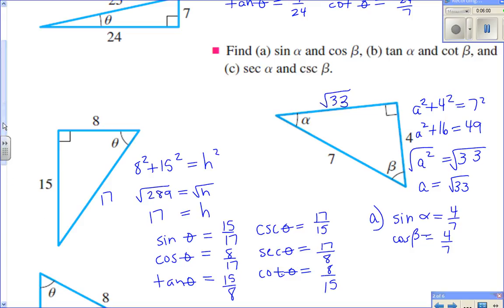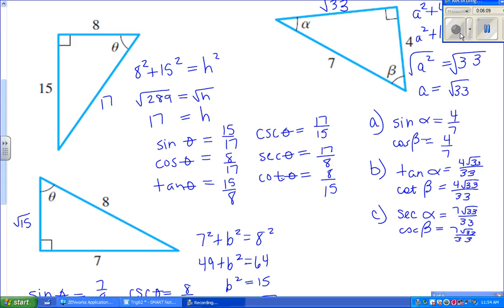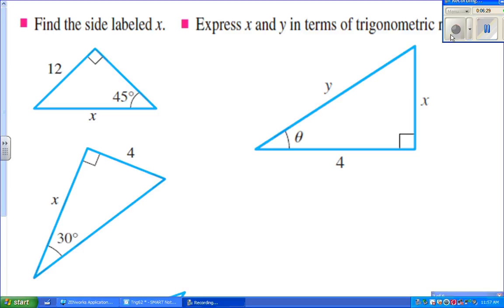And you're going to see this continue to happen. So you go ahead and figure out B and C, and I'll come back with your answers. Okay, so these are the other answers you would have gotten. You would have had 4 over the square root of 33 here, but again, we don't want to have square roots in the denominator, so that's how we get 4 times the square root of 33 over 33. Same thing happens with our secant and cosecant, so 7 times the square root of 33 over 33 is what you would have gotten for both of those.